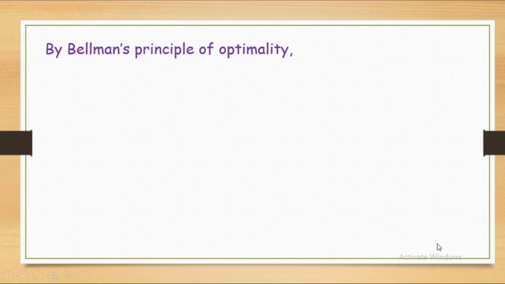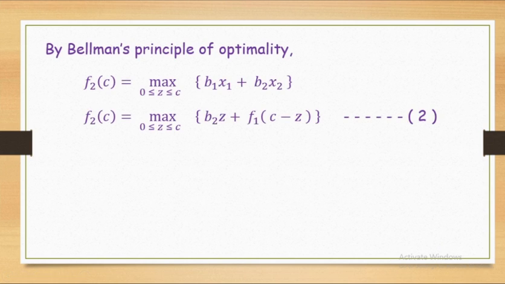By Bellman principle of optimality, f2 of c is equal to the maximum over 0 less than or equal to z less than or equal to c of b1x1 plus b2x2. But this expression can be written as f2 of c is equal to the maximum over 0 less than or equal to z less than or equal to c of b2 of z. We put the value of x2, it is z, and we write this term first, and the corresponding x1 term can be written as a function f1 of c minus z, equation number 2.